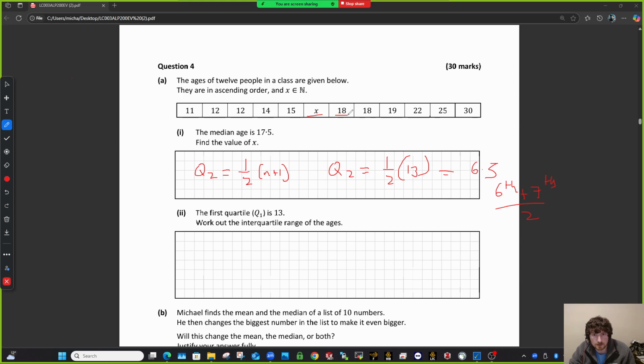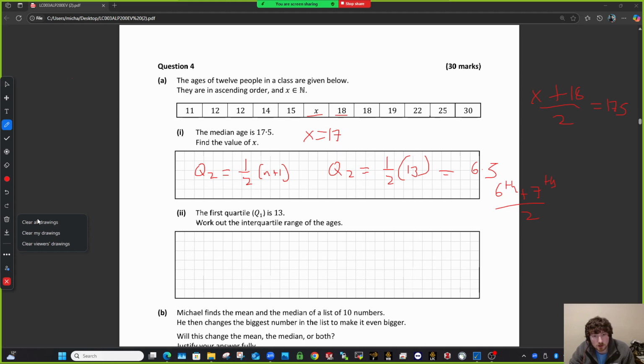The 7th number is 18. So then all you do here is you go (x + 18) over 2. That is the median, but you're told the median is 17.5. So that means x is 17. Okay, so yeah, that was pretty grand.